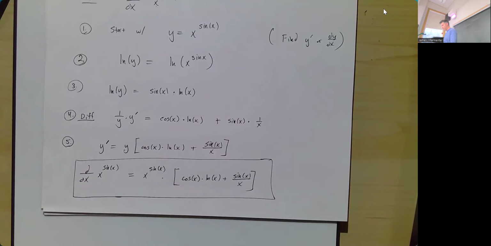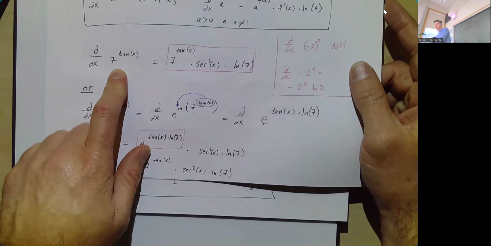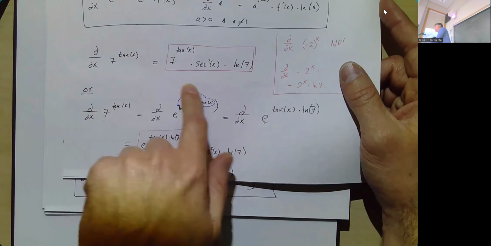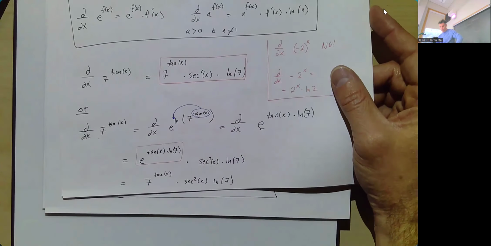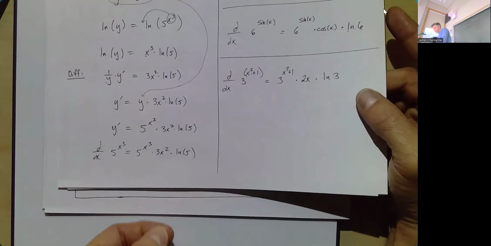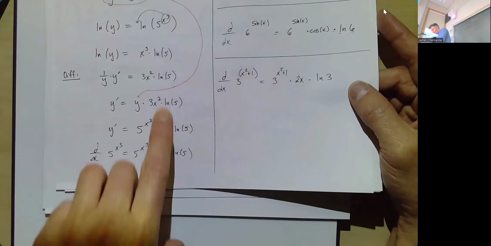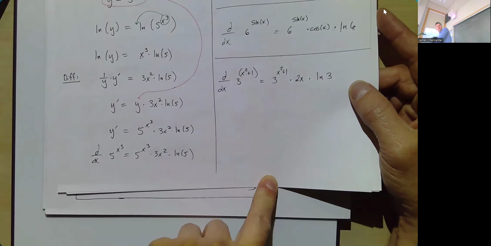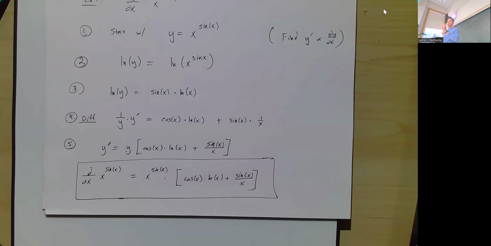The derivative of 7 to the tangent of x, you're going to get a 7 to the tangent of x times some other stuff. The derivative of 5 to the x cubed, you're going to get a 5 to the x cubed in your answer, and then some other stuff. So whenever you're differentiating an exponential function specifically, it always shows up again exactly as is. And then there's other things you have to end up multiplying by.